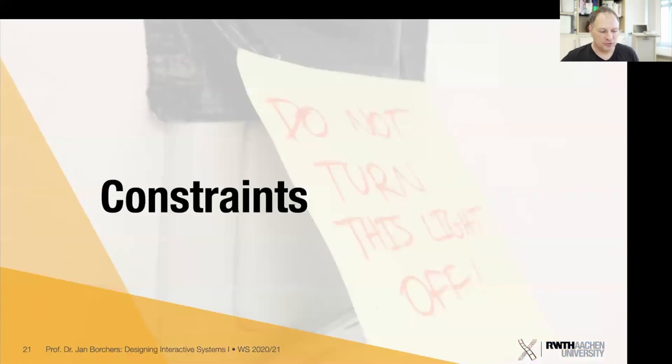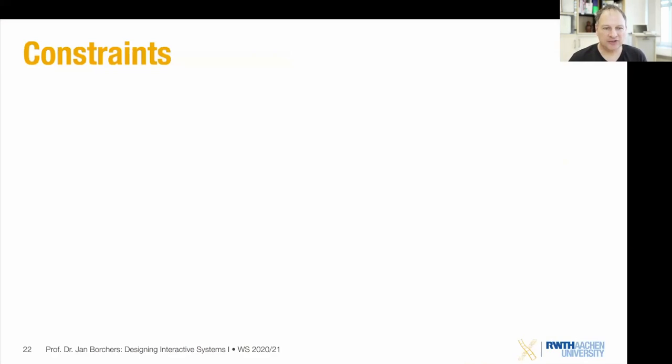We're now going to move on to constraints. Constraints are kind of like the evil twin brother, you could say, of affordances. They work quite similarly. If you remember, affordances show us what actions are possible, then constraints are things that limit the actions that are possible. So they limit the ways in which an object can be used.